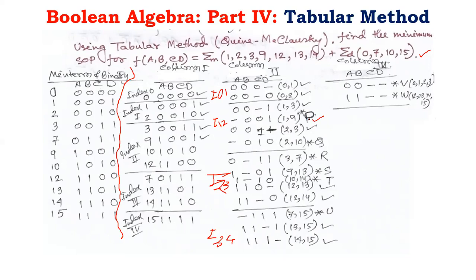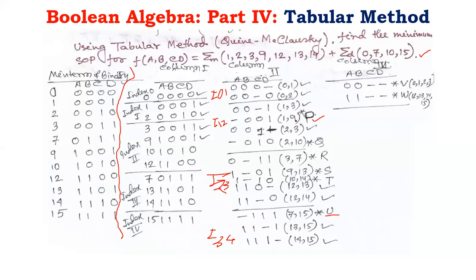So this is the first prime implicant, that is P. Now here 2, 10 is also not compared, so this is Q. 3, 7 is not compared, R. 9, 13 is not compared, S. 10, 14 is not compared, so T. Then again 7, 15 is not compared, so this is U. So now this is the total comparison of 0, 1, 2, 3.